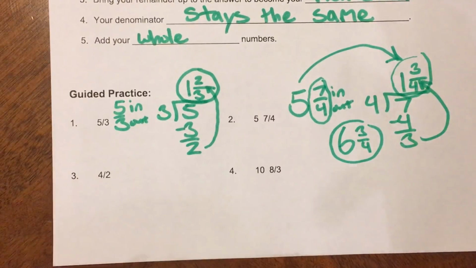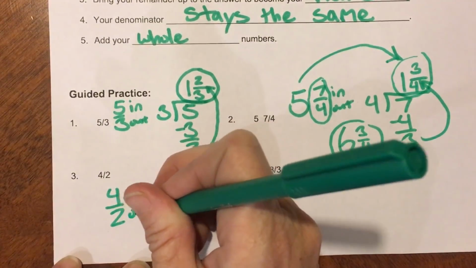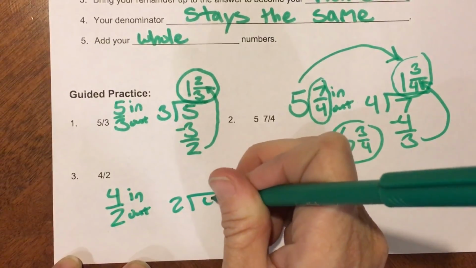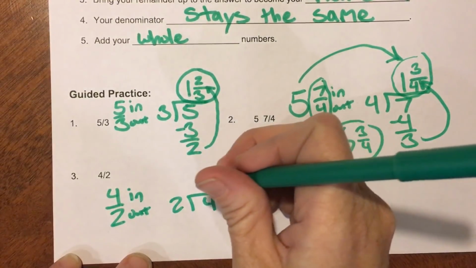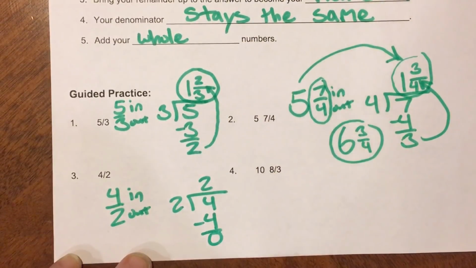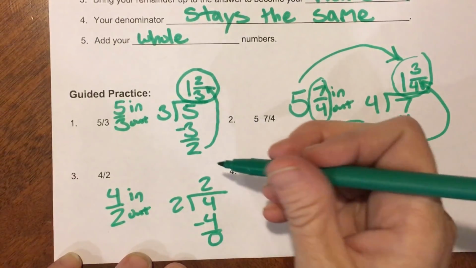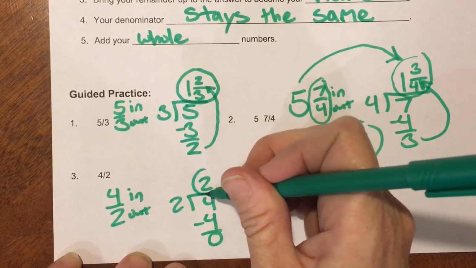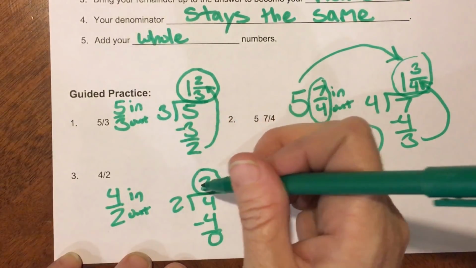Okay, let's try another one. 4/2. So step 1, set up using in and out. Step 2, divide. 2 can go into 4 2 times. 2 times 2 is 4, and I have nothing left. This one's a little tricky because step 3 then says bring your remainder up. I don't have a remainder. So that just means my answer is 2. So 4/2 is equal to 2.